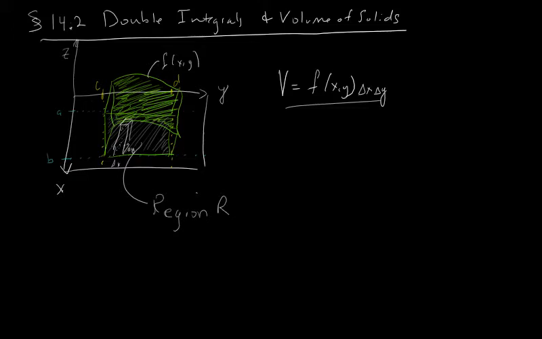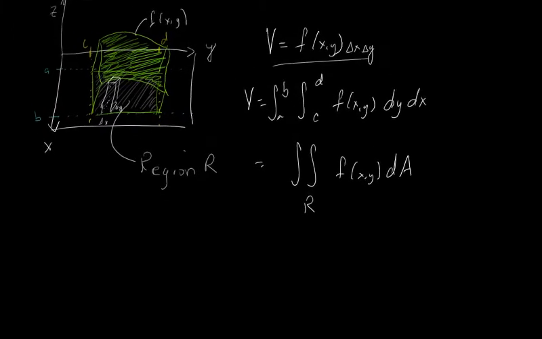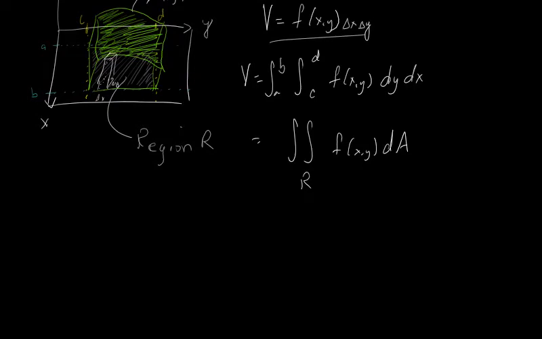But because this is going to be done over the entire surface, we would find that our volume is equal to the integral from a to b of the integral from c to d of our function f of x, y, integrated first with respect to y, then with respect to x. So this is equal to the double integral over the region R of f of x, y dA, with respect to the area of the region R. So dA is just dx dy.